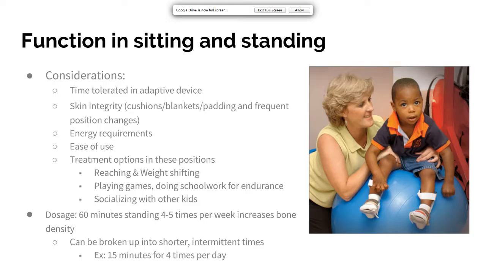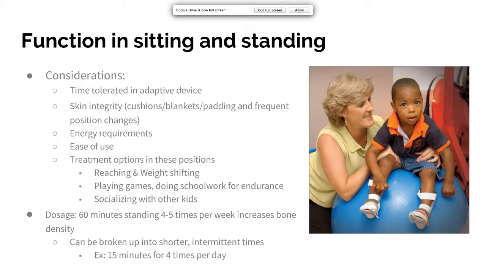Here are some things to consider when you are getting a child into sitting or standing. If you have them in an adaptive device, such as a sitter or stander, be sure you are considering how they are tolerating the device. As we talked about on the last slide, they may be fatigued or painful. So take the time to ensure they are comfortable in the way that they are positioned.